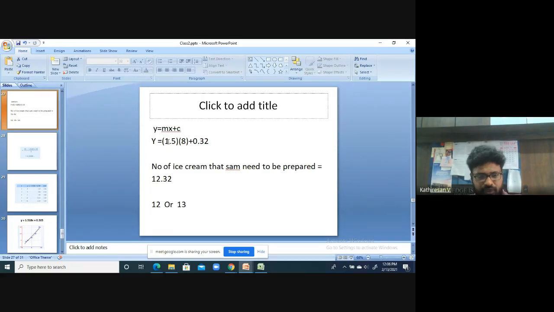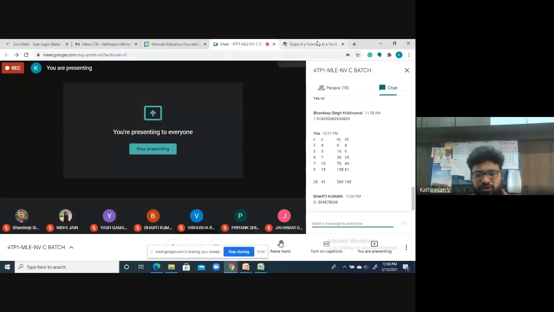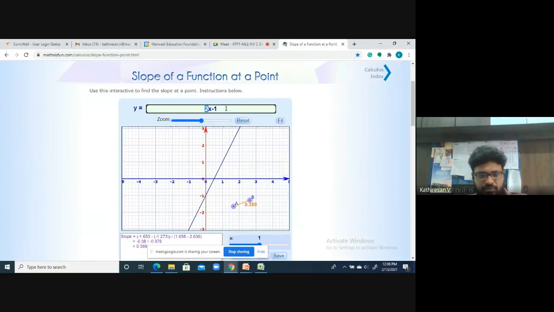See this particular curve. 1.5x plus 0.32. See, this curve is like this. Got the point? By this curve only we are doing prediction.